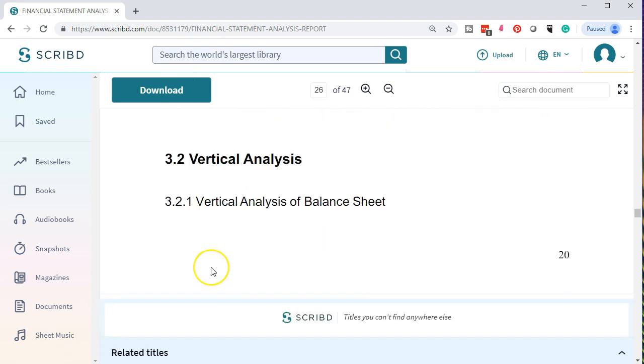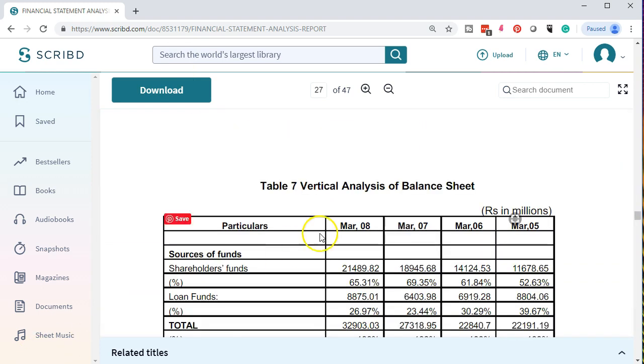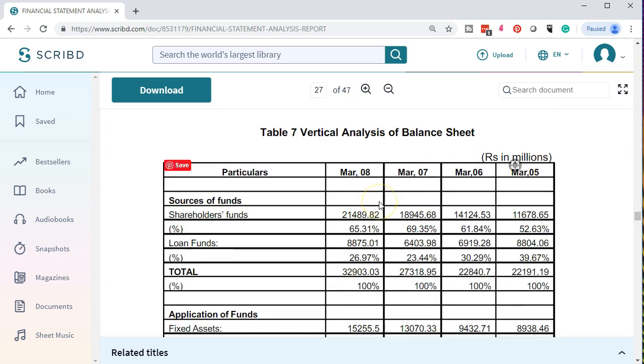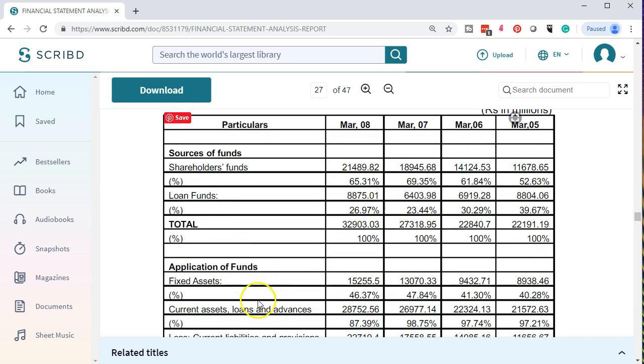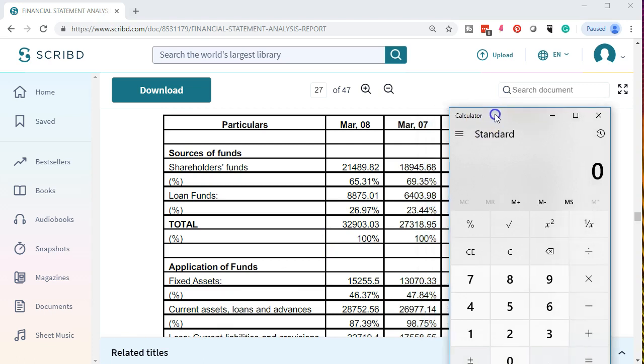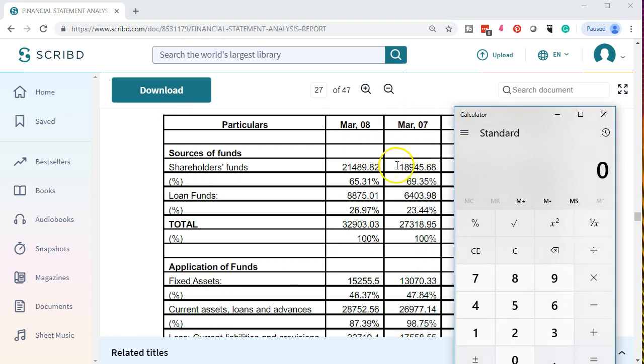Next, we're going to have the vertical analysis. So we'll have the report with the vertical analysis. Here's the vertical analysis of the balance sheet. And remember here, we're comparing everything basically to the totals. So although we have the 2 periods, we're comparing not horizontally period to period, but we're comparing vertically. So in this case, we're going to take the 21489.82 divided by the total, which is the 32903.03, and that's where we're getting our 65.31.